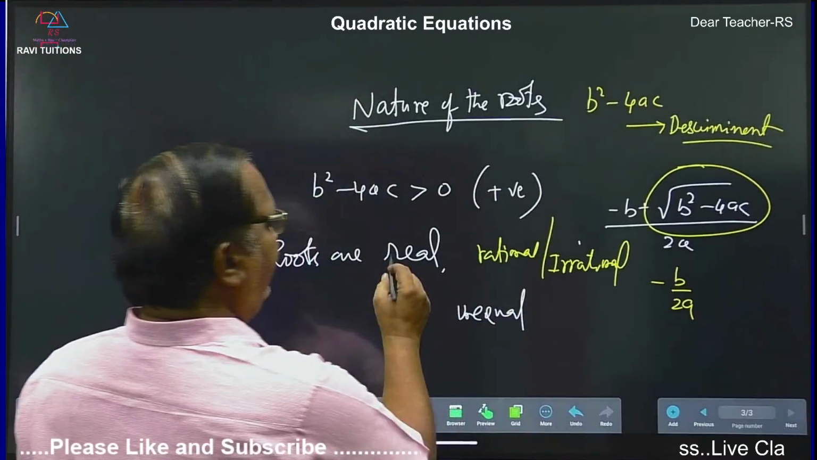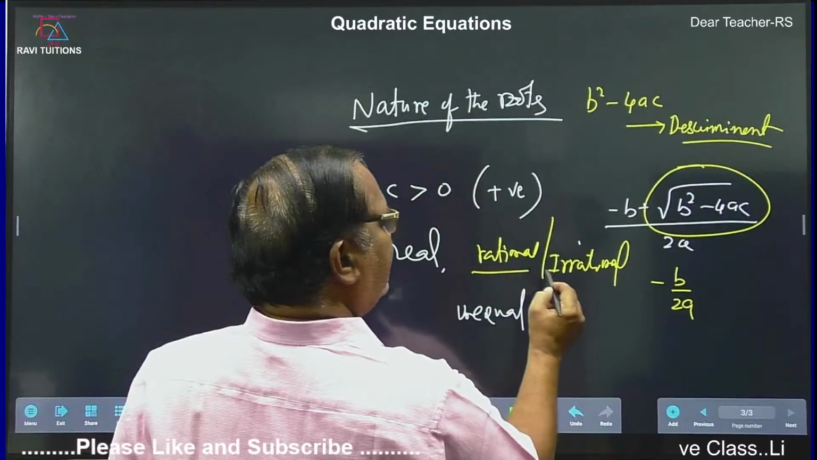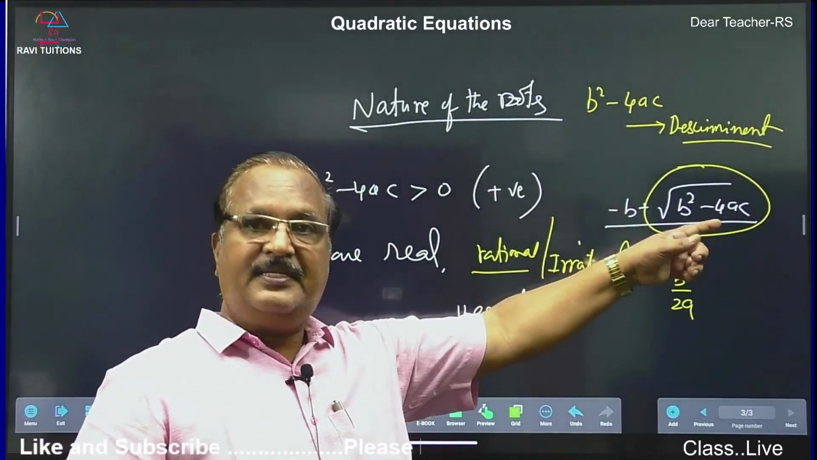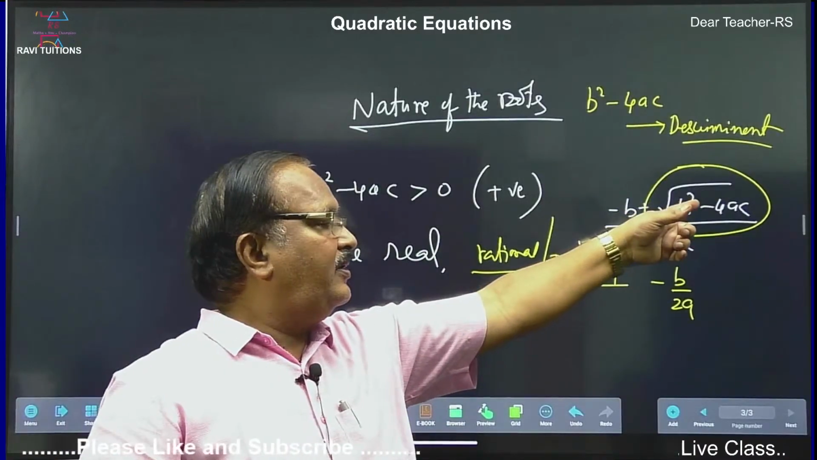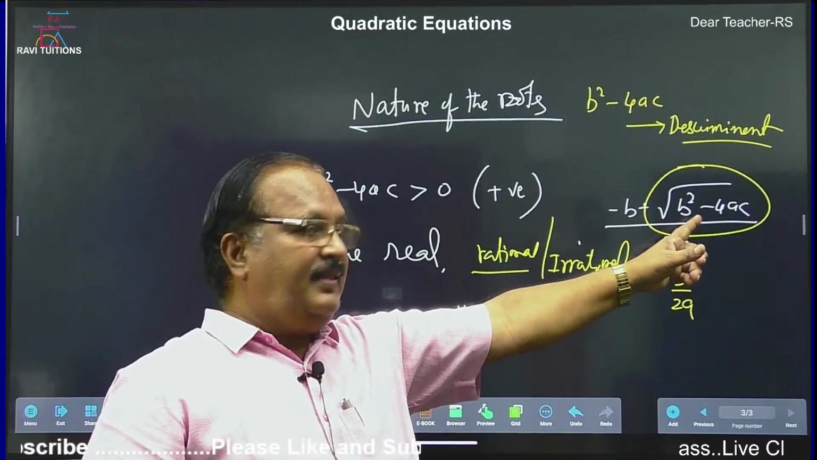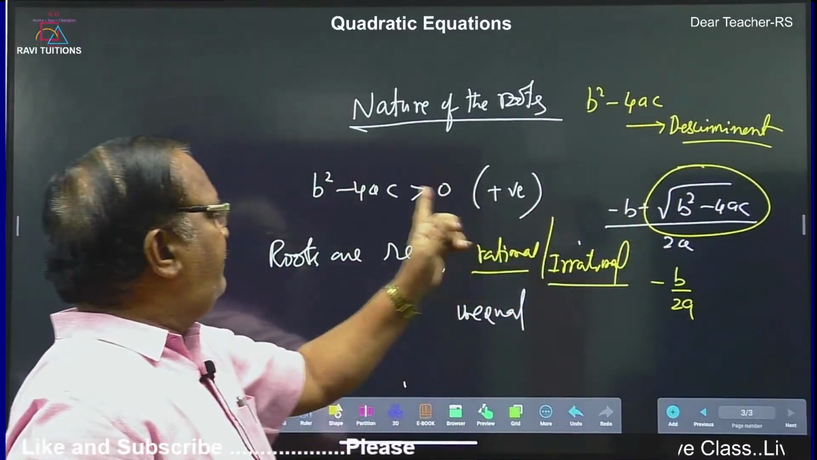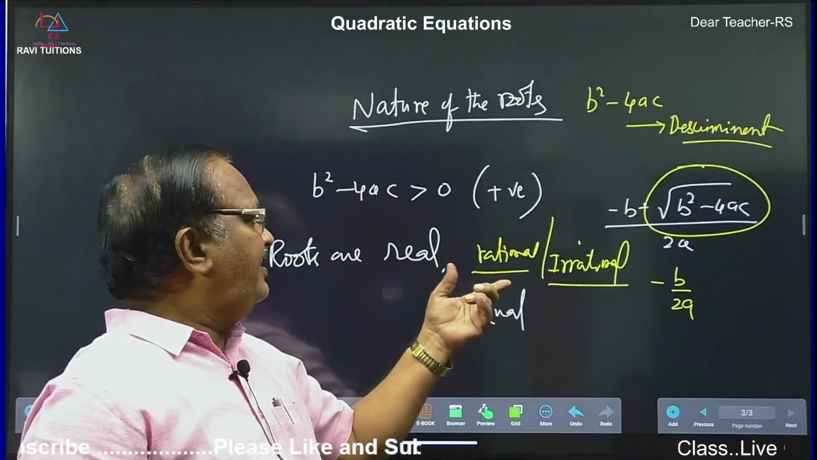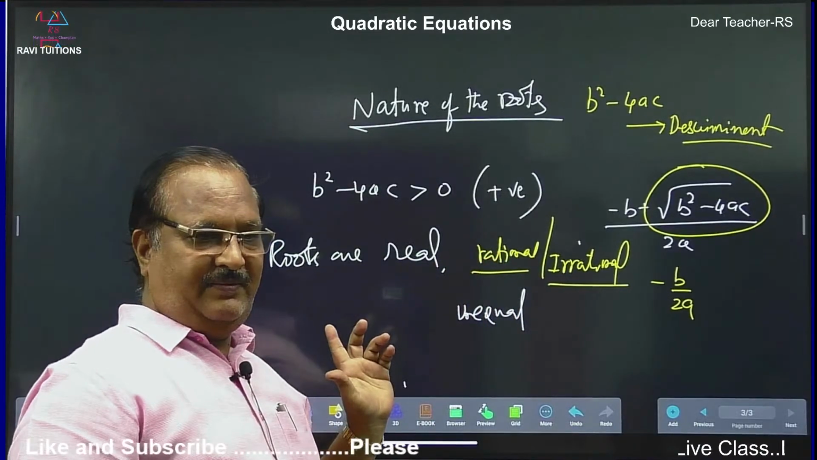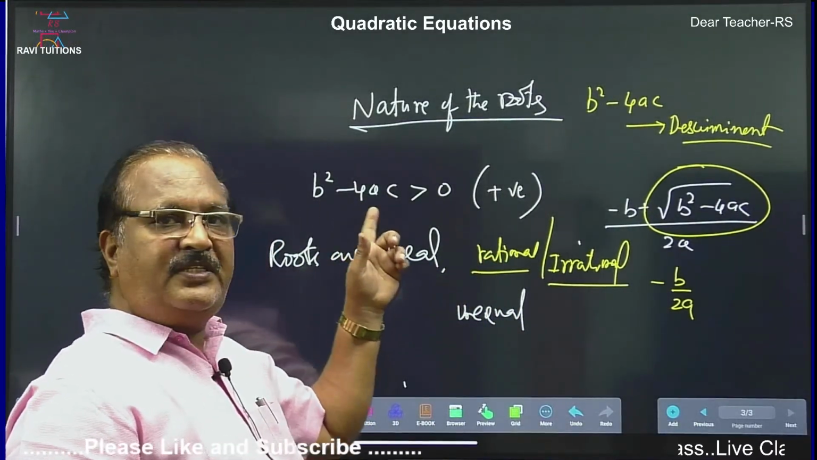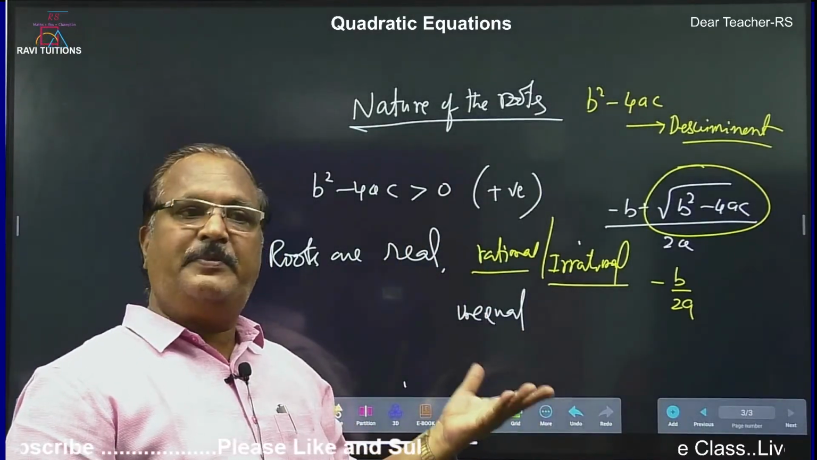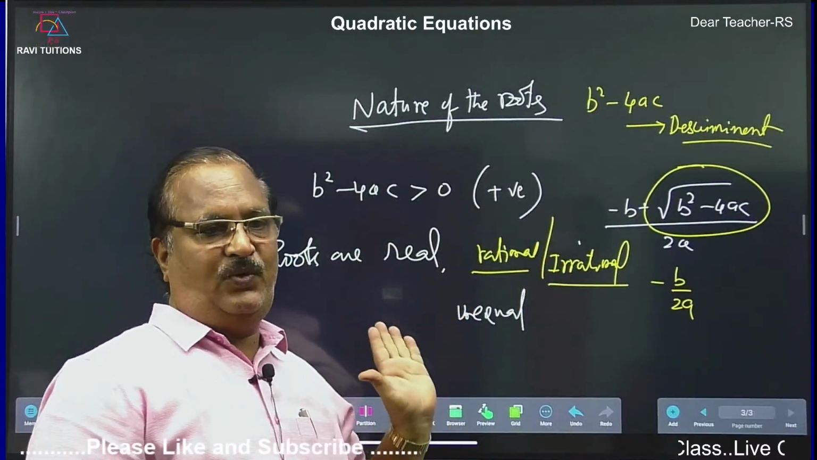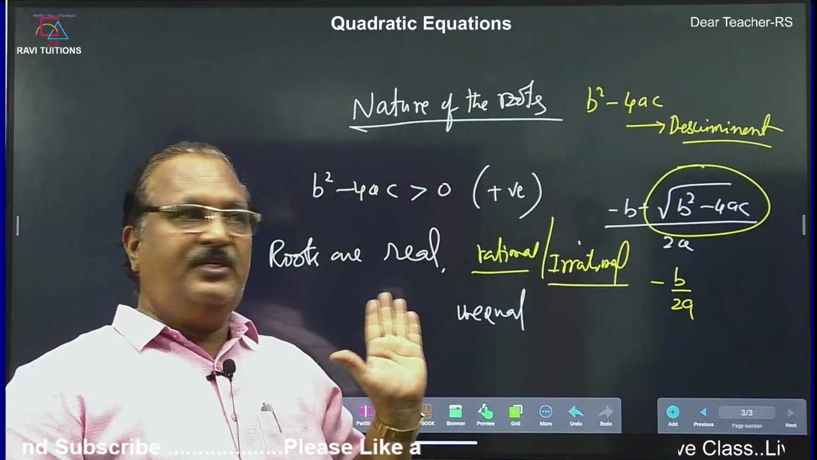So when will you get rational, and when will you get irrational? If b square minus 4ac is a perfect square, and under the root a perfect square comes, then the root will go. So if b square minus 4ac is a perfect square, then the roots are real, rational and unequal. If b square minus 4ac is not a square number, that means non-square, then the roots are real, irrational and unequal. So this is the third case.